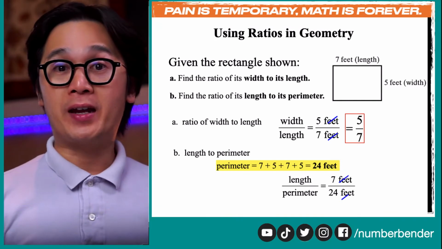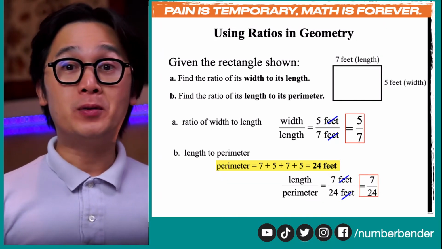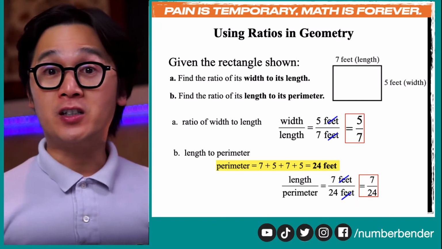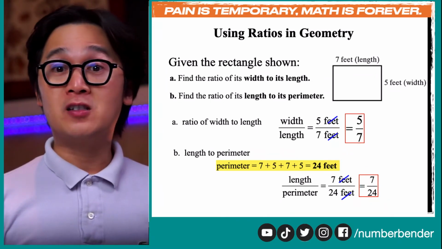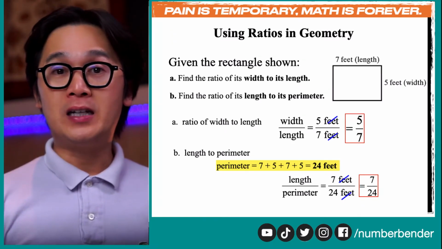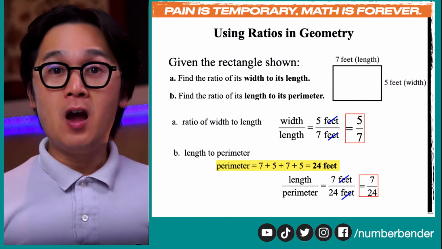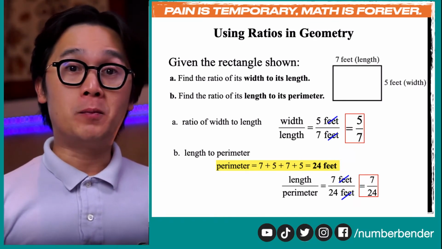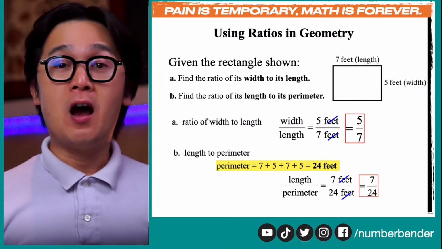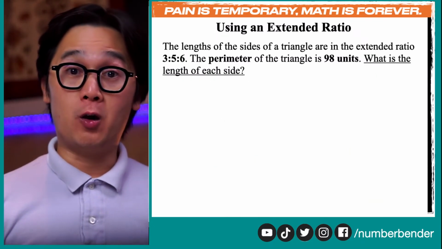And by simplifying our ratio, we now have 7 over 24 as a representation of the fraction of the ratio of the length to its perimeter of this rectangle. So that's why it's important that we know how we're going to write the numerator and the denominator of our ratio in fraction form to avoid confusion on the fraction that we are associating our ratio with.